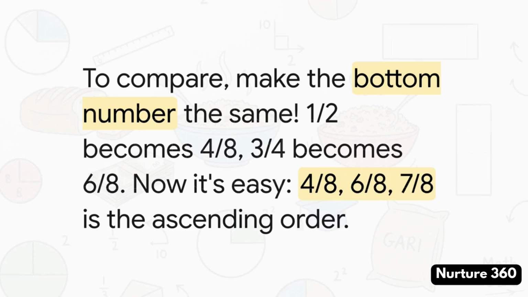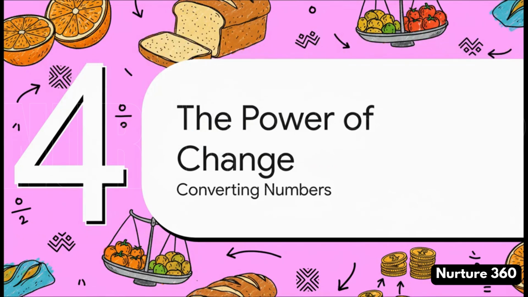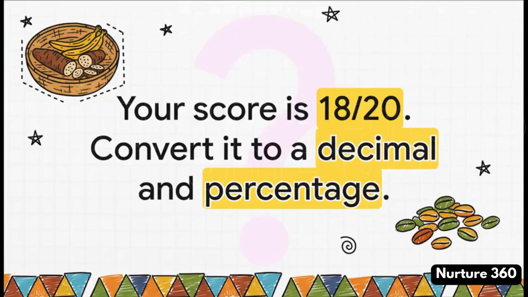For our final skill, we're going to learn the power of transformation. Because sometimes fractions aren't the easiest way to look at a number. We need to know how to change them into other forms, like decimals and percentages. Let's use an example we can all understand, a test score. Let's say you did amazing on your quiz, an 18 out of 20. That's a fraction. But how do we turn that into the numbers we're used to seeing on a report card?